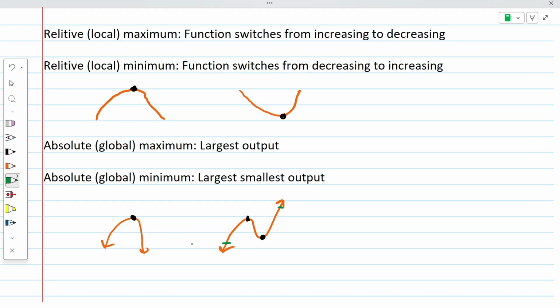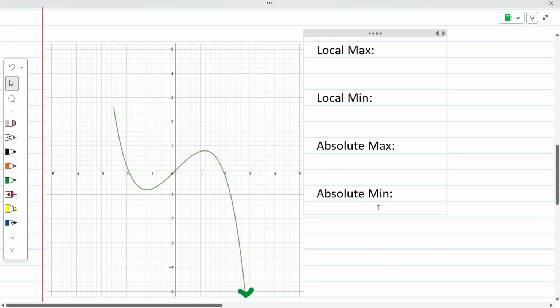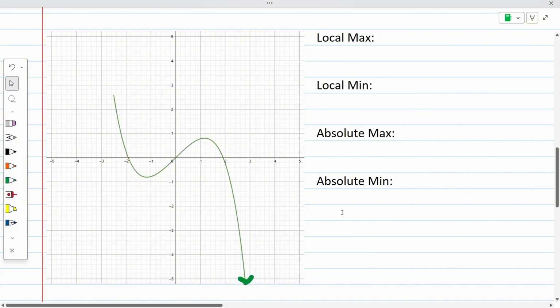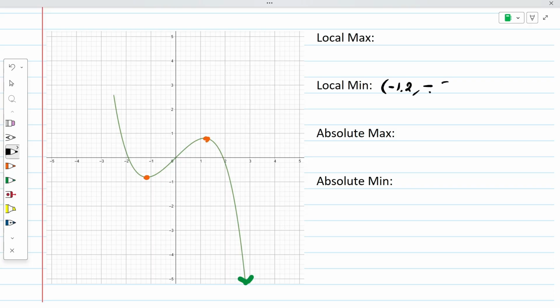Okay, so let's look at an example labeling extrema here. Okay, so we see we have this graph and we want to label where these maximums and minimums are. So first, we see these two peaks. This is decreasing, it has a point, and then it starts increasing, and then it starts decreasing again. So we have a local minimum right here. And so for this local minimum, we can say this is at around, we'll just estimate the points, like negative 1.2 or something. And then in the y direction, it's like negative 0.8 or so.